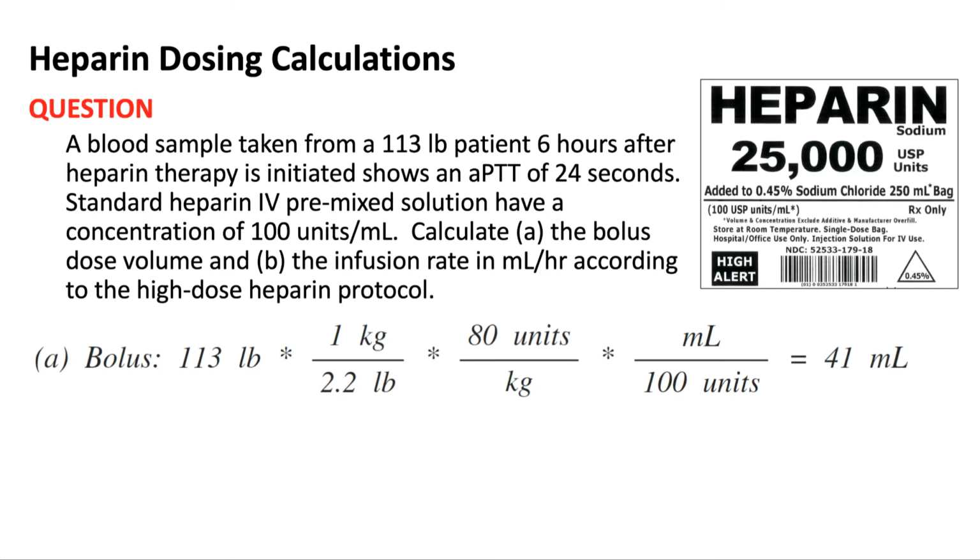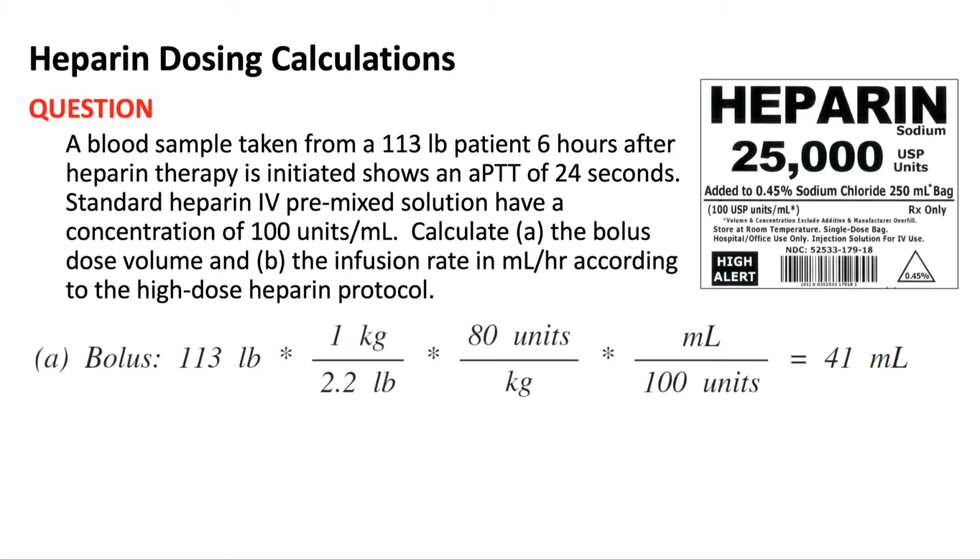To do that, we'll start with their weight, which we were given as 113 pounds. We'll take 113 pounds and convert it to kilograms by multiplying by 1 kilogram on top over 2.2 pounds. Pounds cancel. We're now in kilograms. The protocol told us that the bolus dose was 80 units per kilogram. So we'll multiply that by 80 units over 1 kilogram so that the units of kilogram cancel, and we're now in units. But remember, we need to calculate the volume.